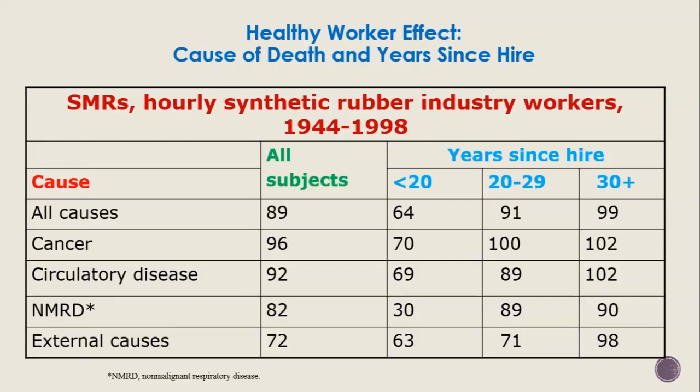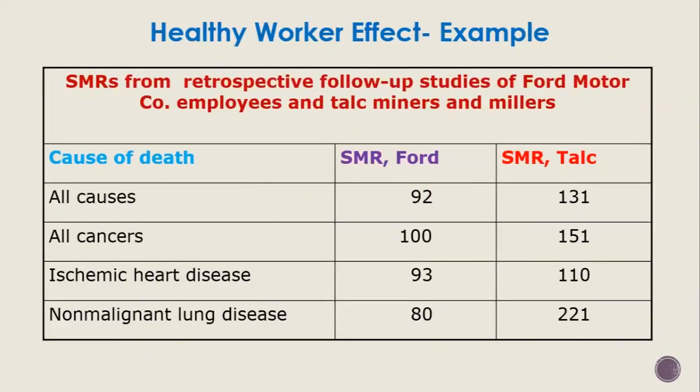Yes, sir. All right, so let us look at this retrospective cohort follow-up study of Ford Company workers and talc miners and millers. Again, you look at cause of death: all causes, all cancers, ischemic heart disease, non-malignant lung disease. For Ford, the SMRs are 92, 100, 93, 80. For talc, all causes 131, all cancers 151, ischemic heart disease 110, and for non-malignant lung disease 221.